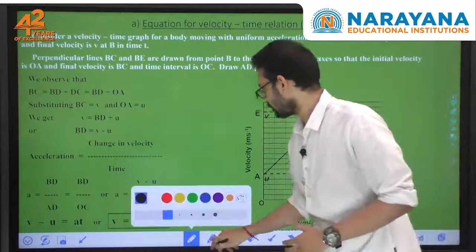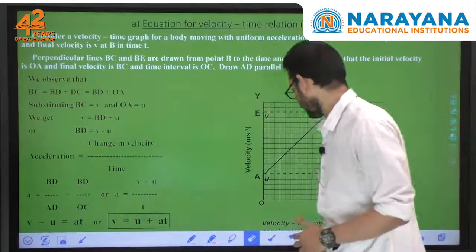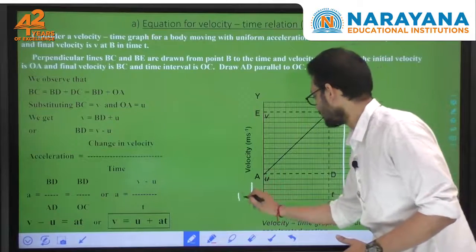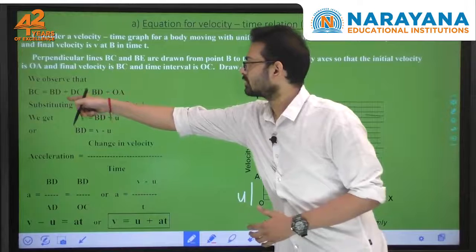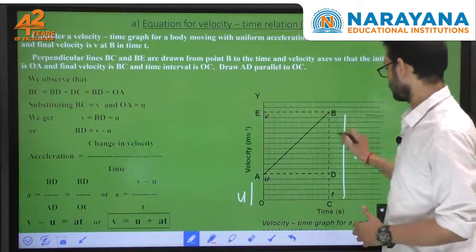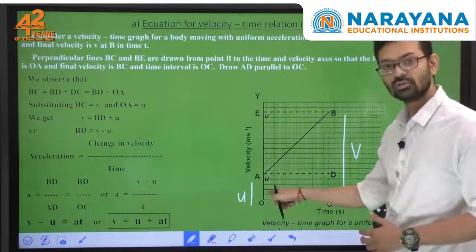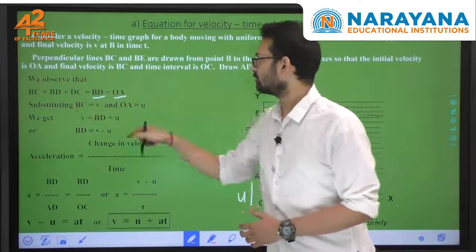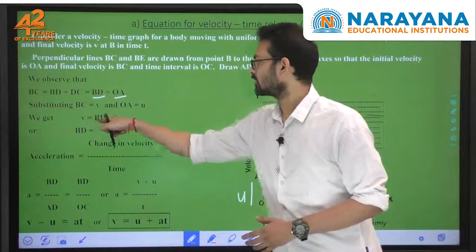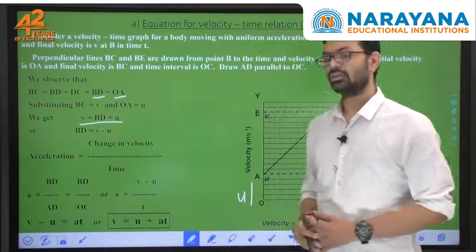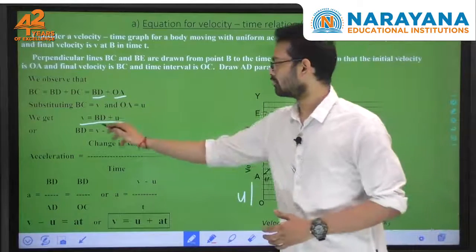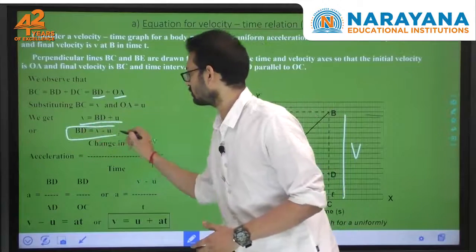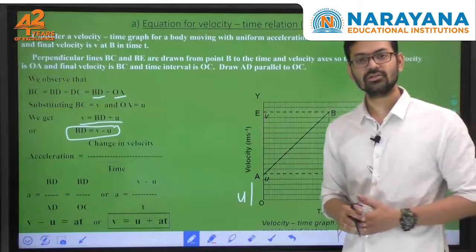Now here we can find BC in this format. You can take BC as V, and OA you can take as U. BC is nothing but BD plus CD, and CD is equal to OA. So substituting BC as V and OA as U, we get V equals BD plus U. From there, BD equals V minus U. So BD equals V minus U, this is very important. That is nothing but the change in velocity.